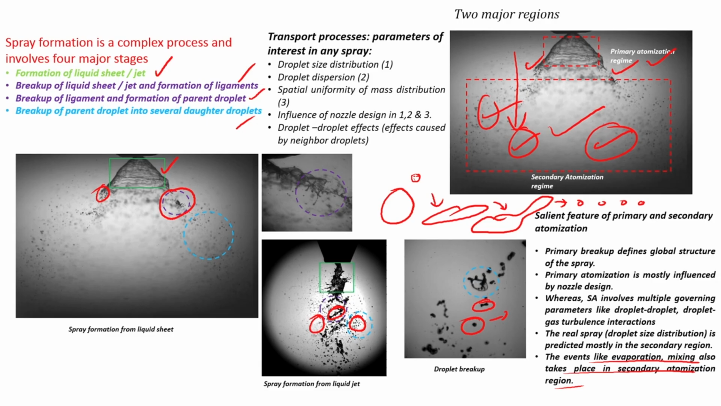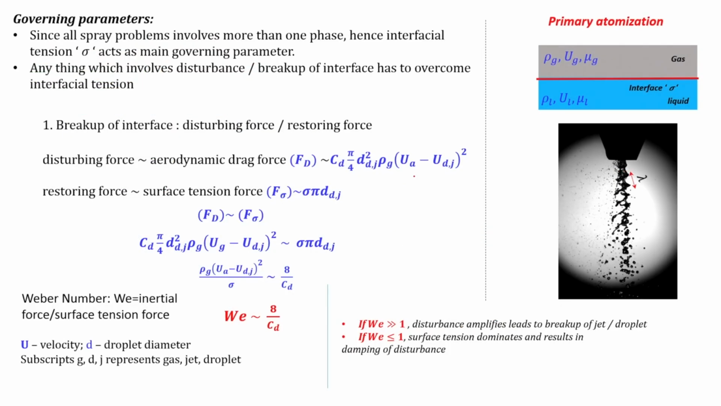It depends on the flow conditions. It is not that they are unstable by nature; it depends on the flow. So, let us look at the governing parameter. All spray problems involve interfacial tension, so that should be the main governing parameter. Sigma, which is the surface tension, has to come in some way.